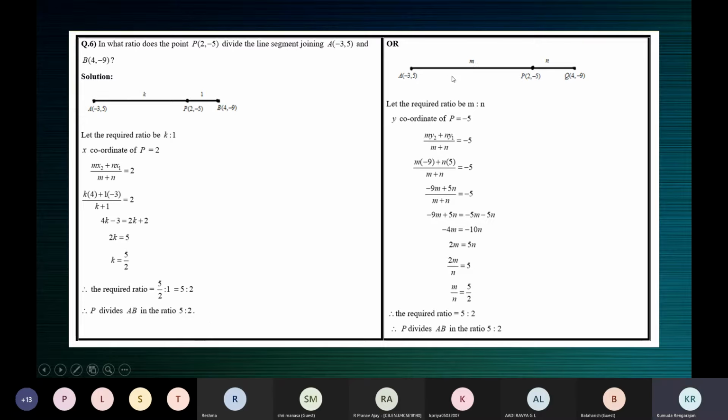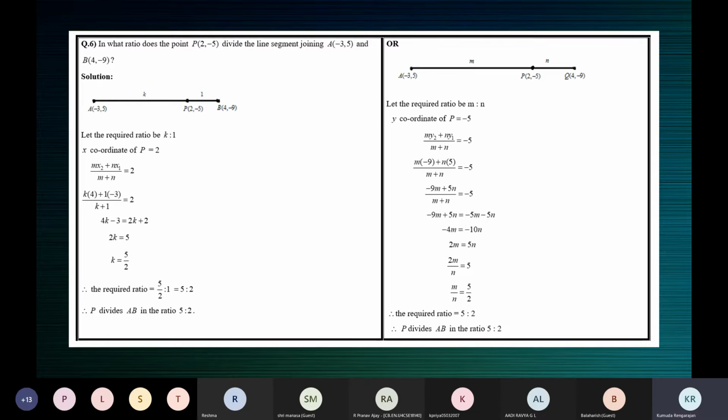Now I was telling you that you can also assume the ratio to be m:n. Let the required ratio be m:n. You can go by this approach. Let the ratio be k:1 or let the ratio be m:n. So see the information in the line segment here: A, B, P(2, -5), ratio m:n. Let the ratio be m:1. Now we can find the ratio using the x coordinate of P or the y coordinate of P.